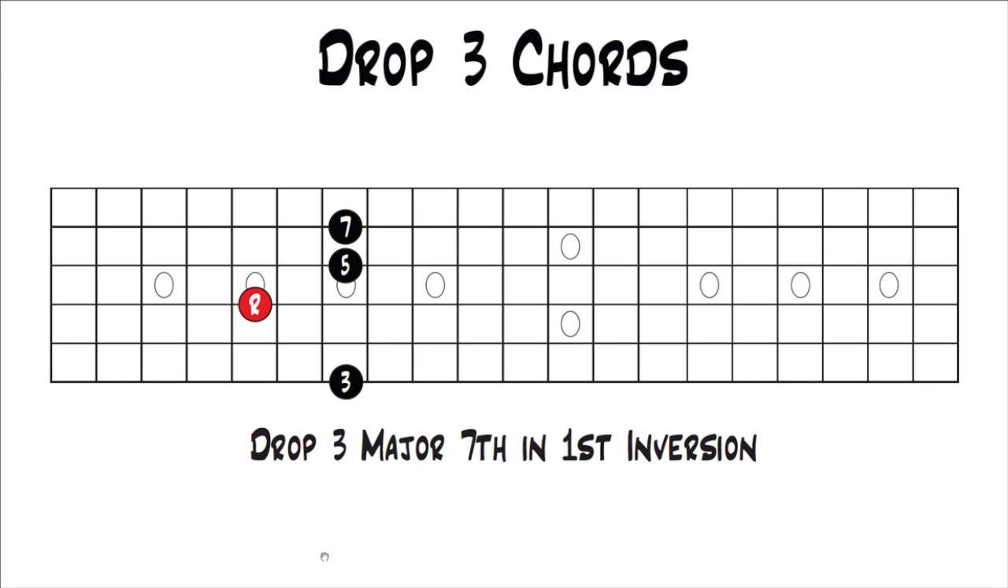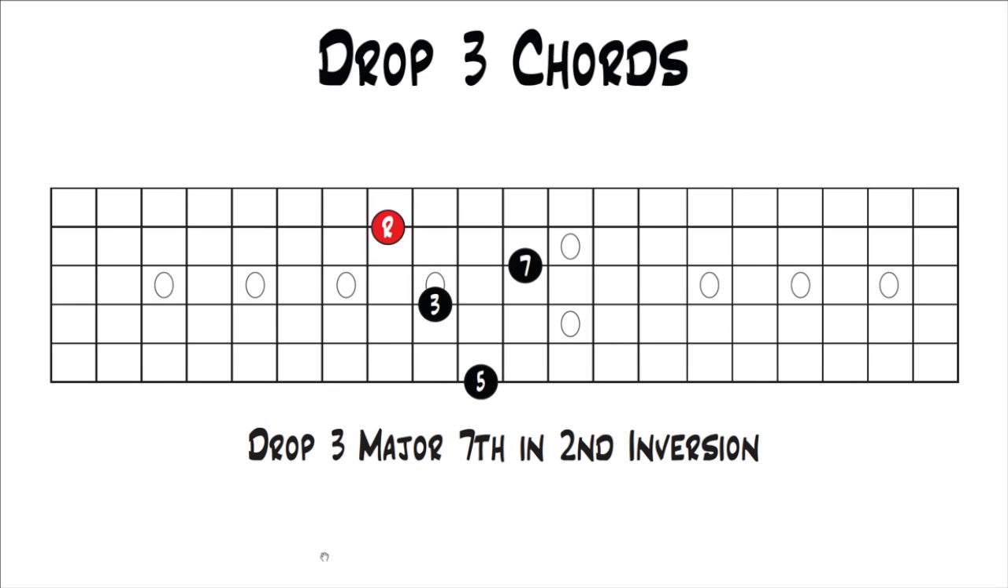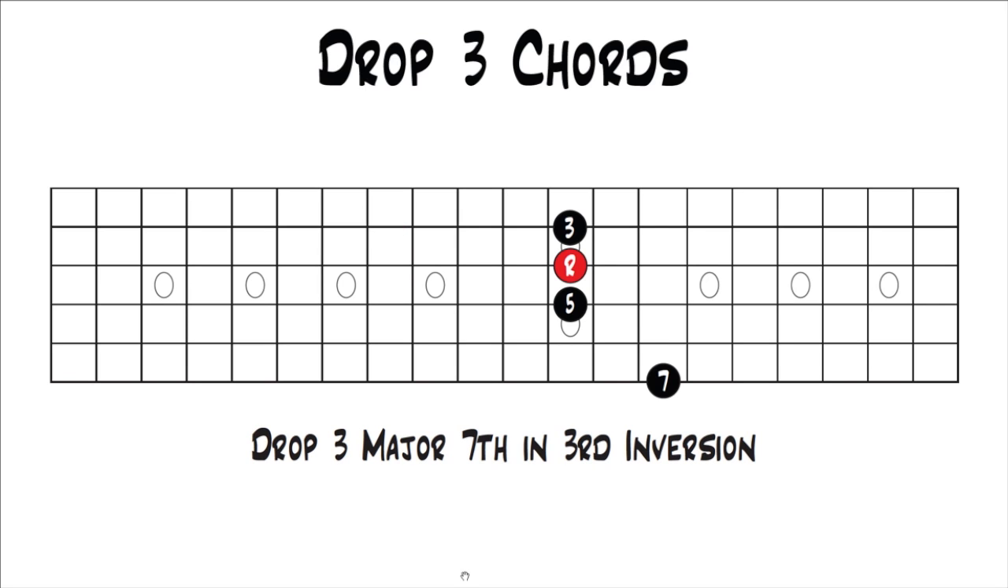Then you do it again, exact same process. You would get a drop 3 major 7th chord in second inversion because your fifth's on the bottom. Do it again, you would get a drop 3 major 7th chord in third inversion because your 7th's on the bottom. So I'm not going to spend any more time showing you how to find the inversions. I think at this point you know how to do that.